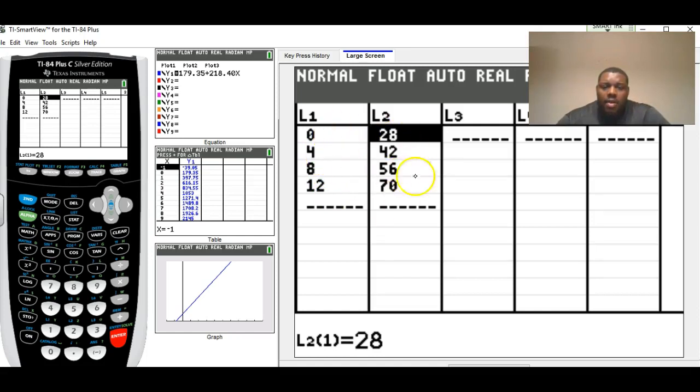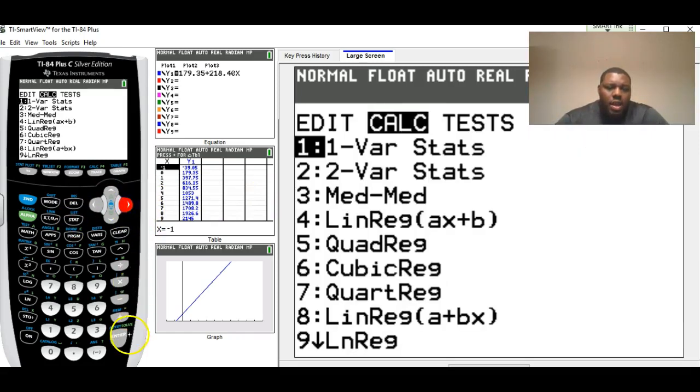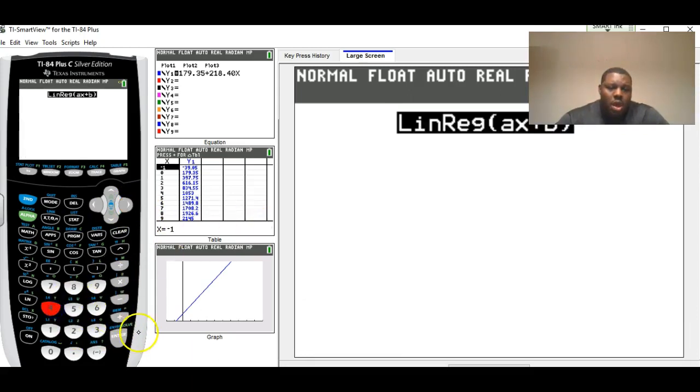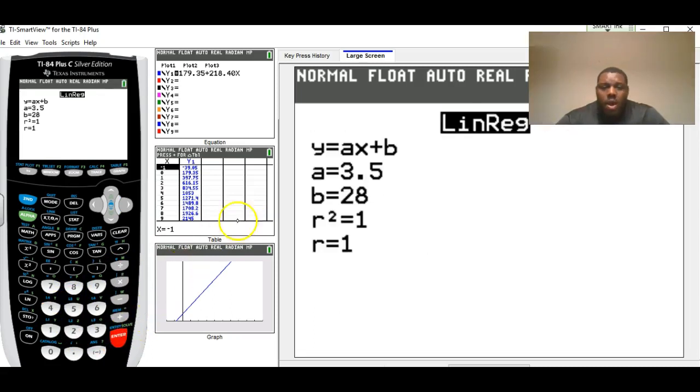Now, I have my information laid out. This column doesn't change. We know it's linear because the word problem told us so. So I go over to calculate and I go down to linear regression, option 4. And it gives me the work right here. You got A is 3.5, B is 28, and R squared is 1. R squared is 1, so that check tells me I did something right. So 3.5x plus 28 is going to be our equation.